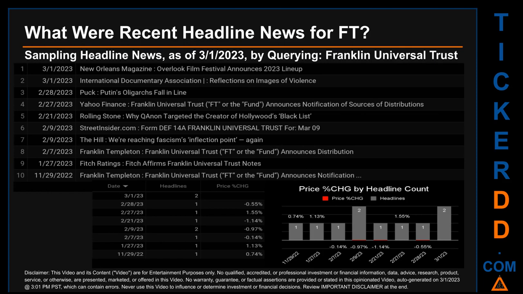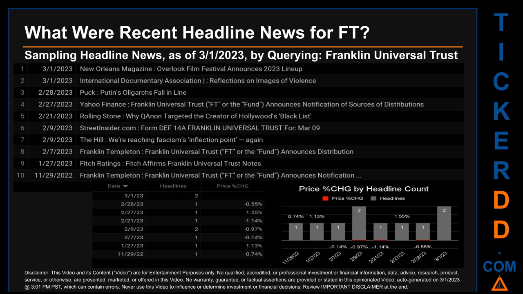The oldest publication was on Tuesday, November 29, 2022, 4 months ago, when Franklin Templeton published the headline that read, Franklin Universal Trust, FT, or the fund, announces notification. The latest publication date was one of 2 days with the most found headlines. I have not yet received pricing data for that day, so cannot calculate the day's percentage change in price.